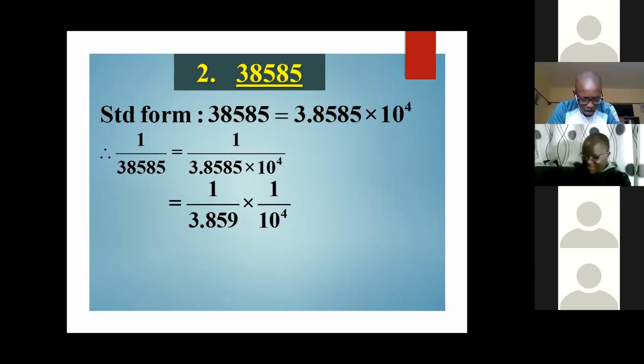Then you now read out the value from the mathematical table. The reciprocal of 3.859 is 0.2591, times 10 power negative 4.